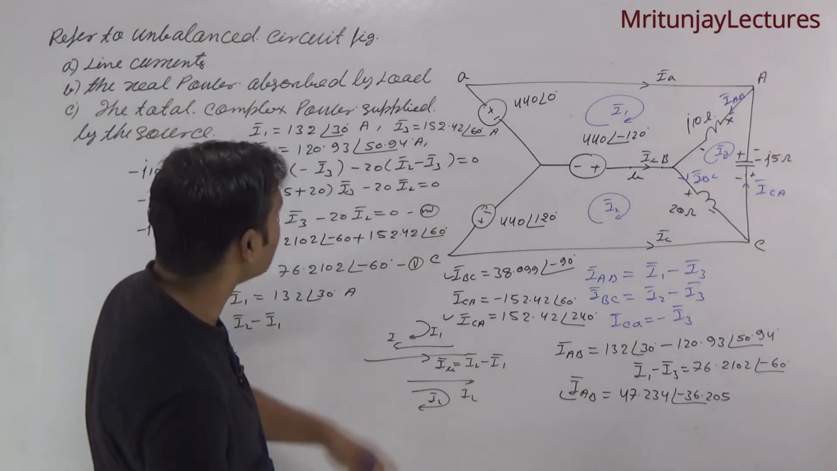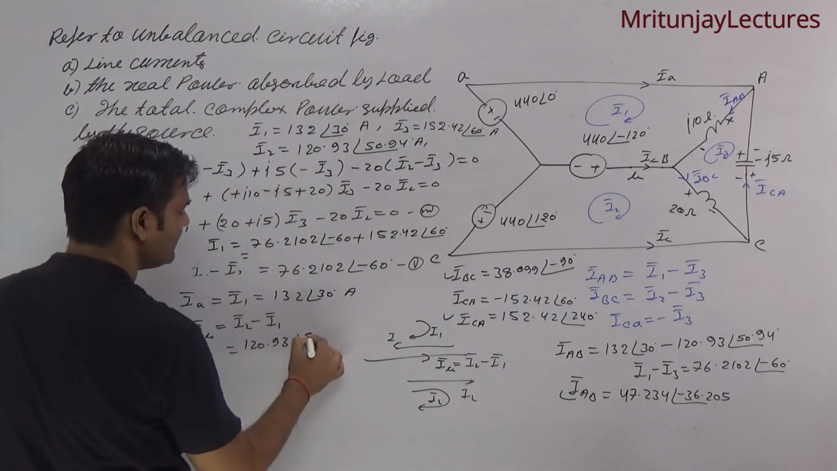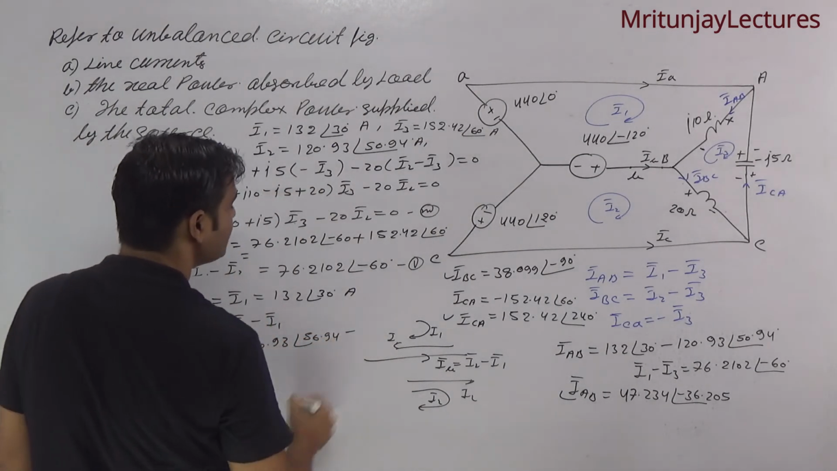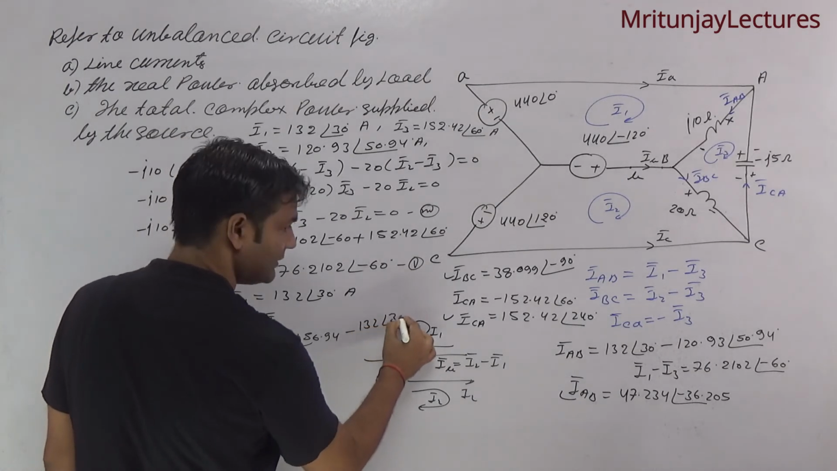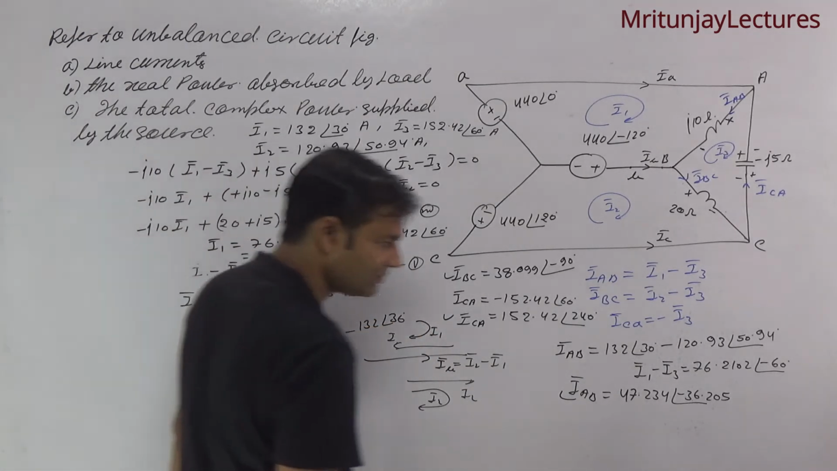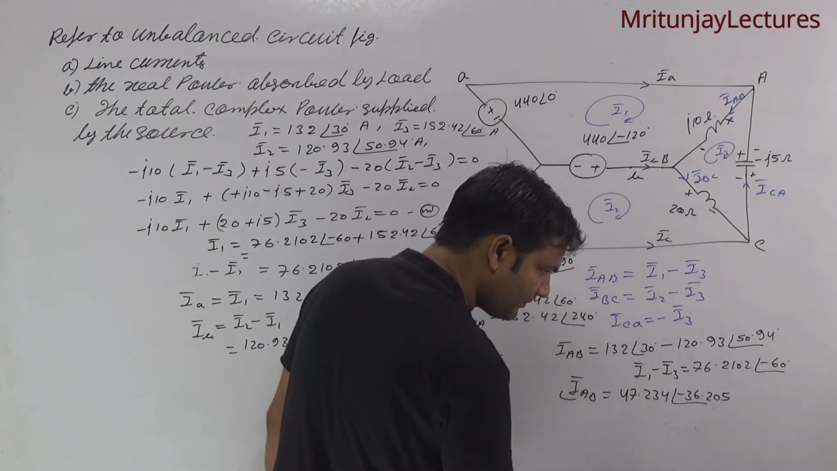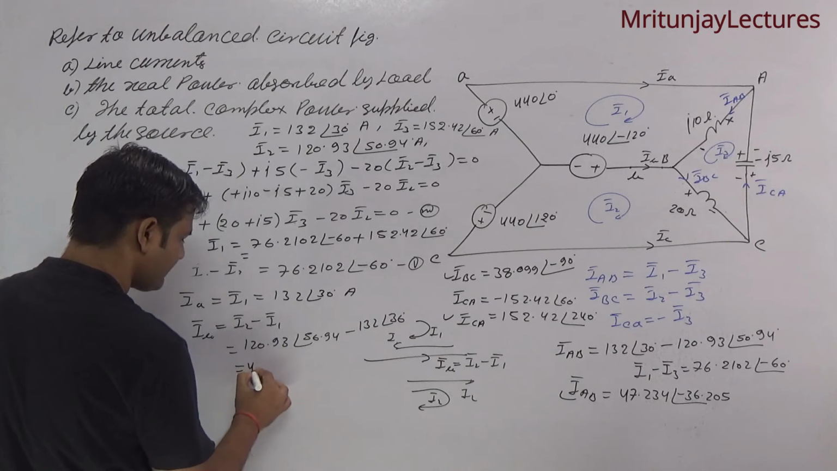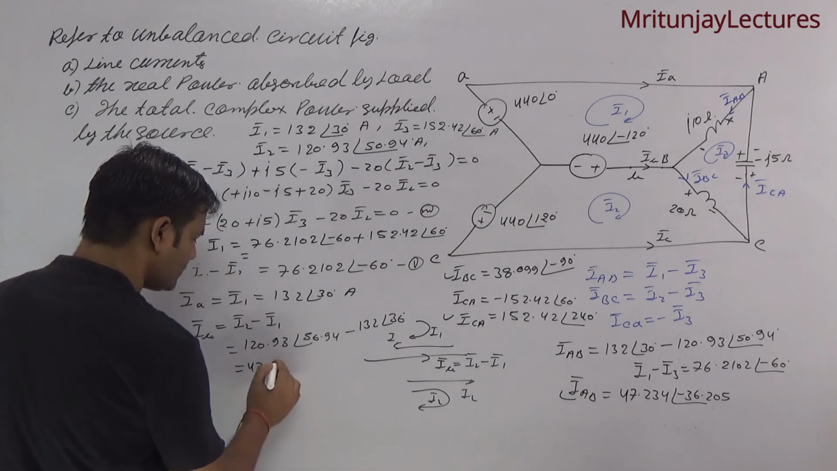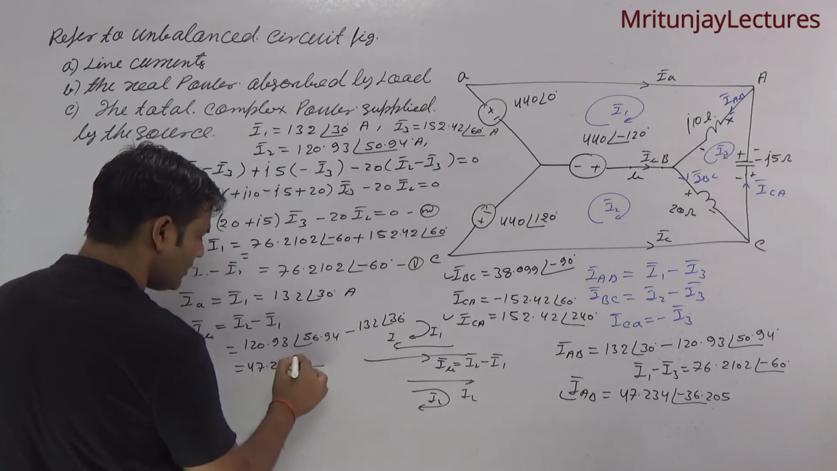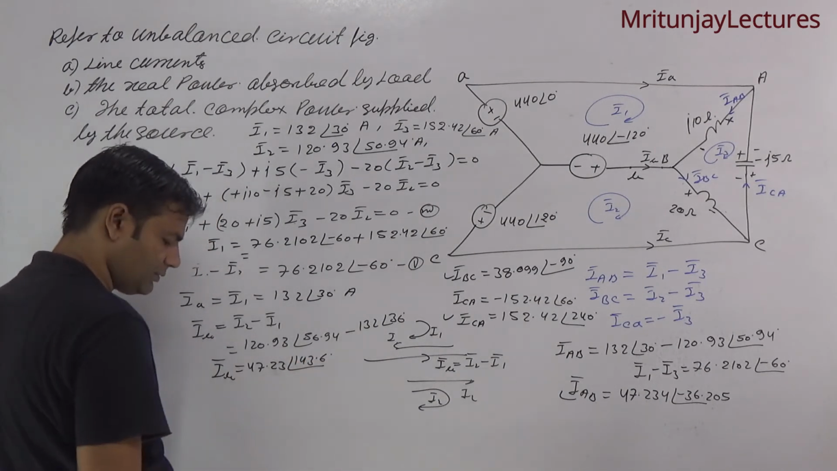So I2 minus I1 is 120.93 at the angle 50.94 minus I1, which is 132 at the angle 30 degrees. After solving this value, we got 47.23 at the angle 143.6. Recheck again. Okay.